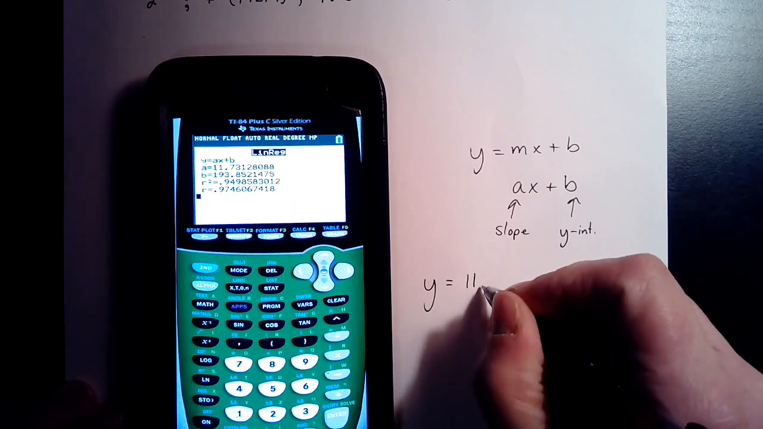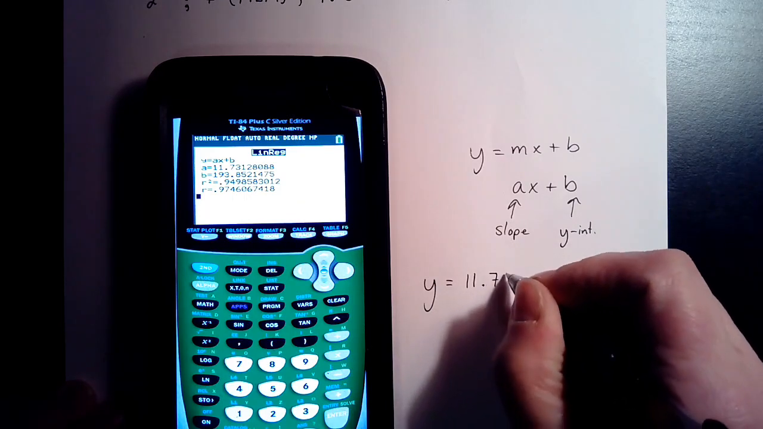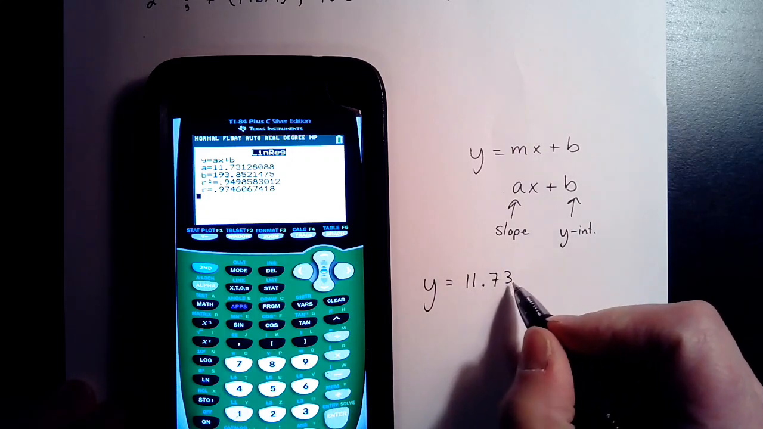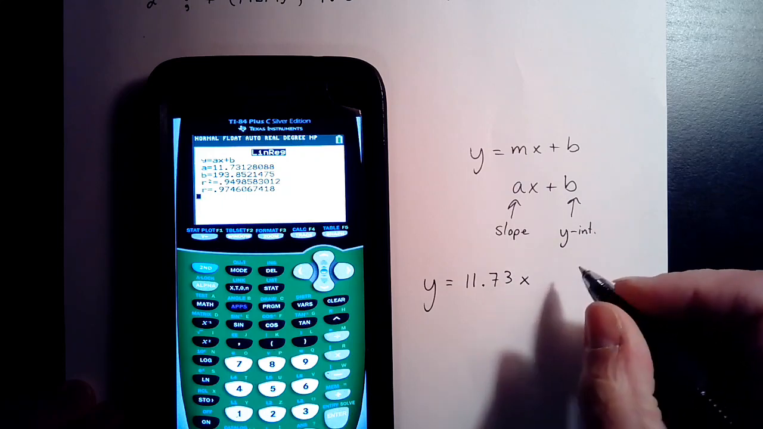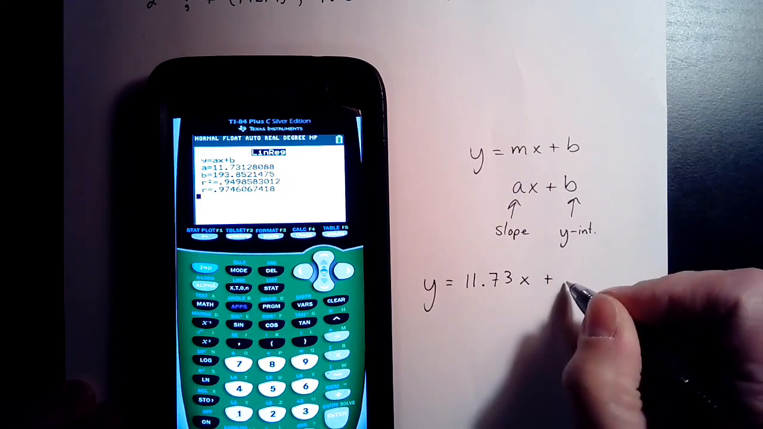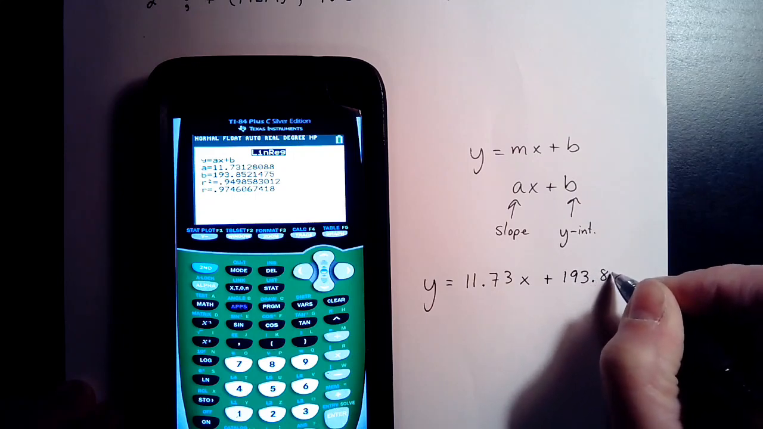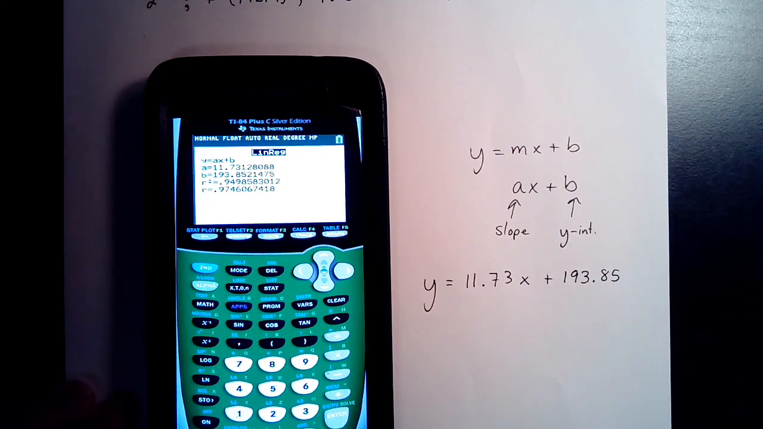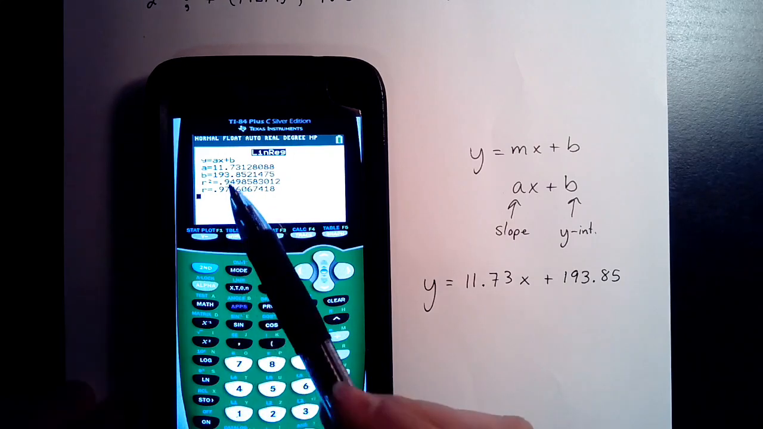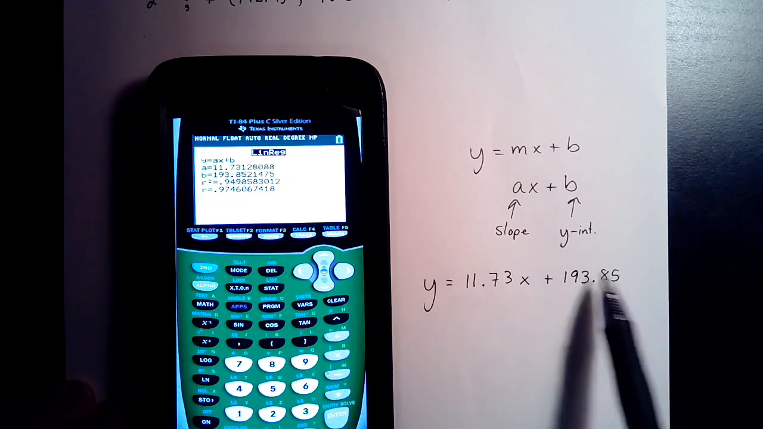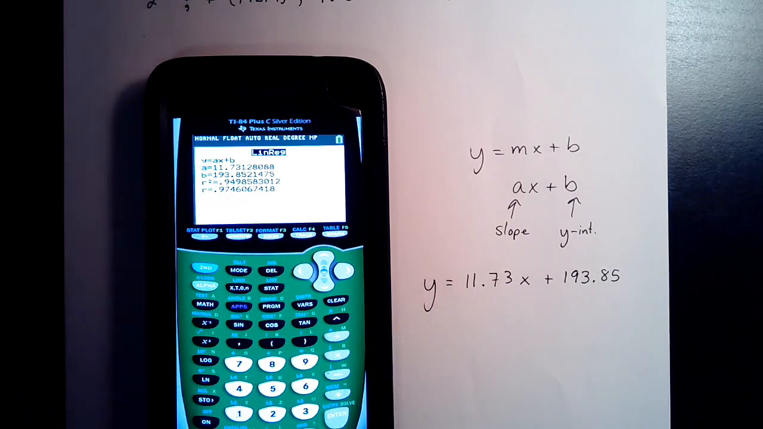So for this specific set of data, the official line of best fit is y is equal to a slope of 11.73, and right now I'm only rounding to the hundredths, so 2 decimal places. So 11.73x plus 193.85 for the y-intercept. And I'm just getting these from the A and the B here. Okay, so this is our equation for the line of best fit.